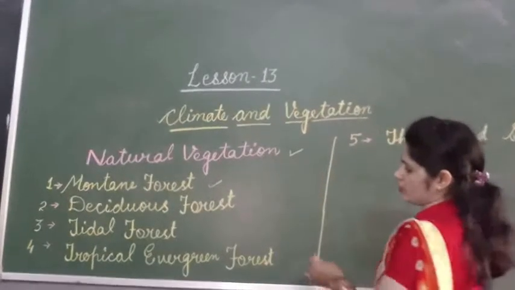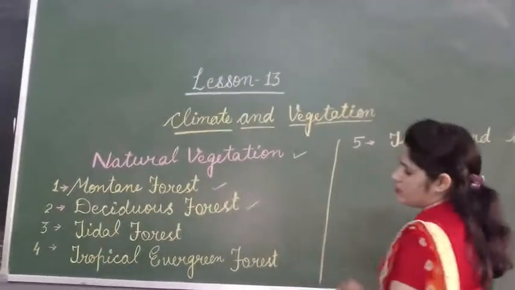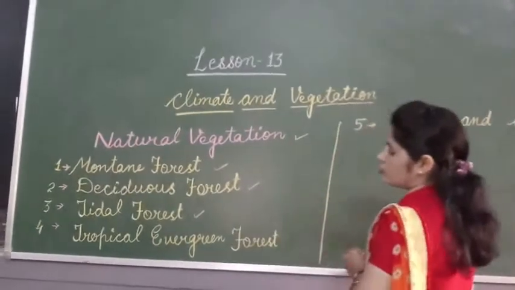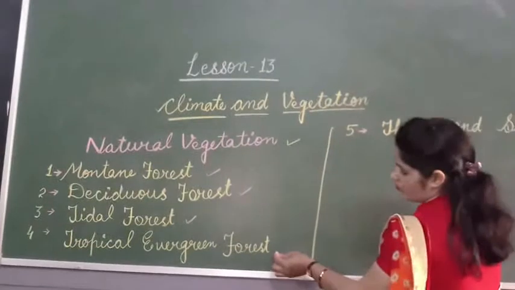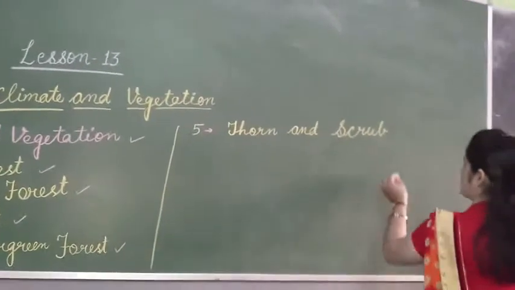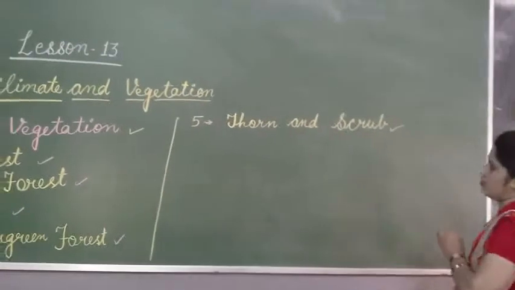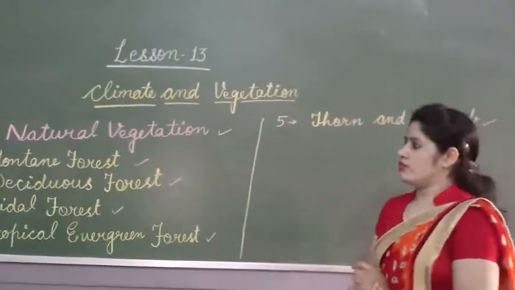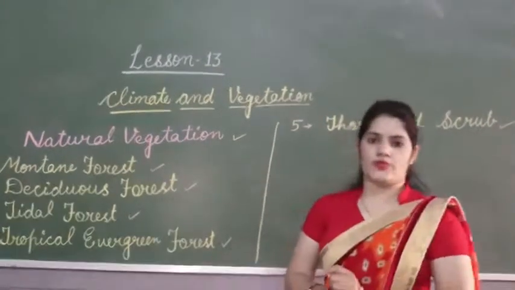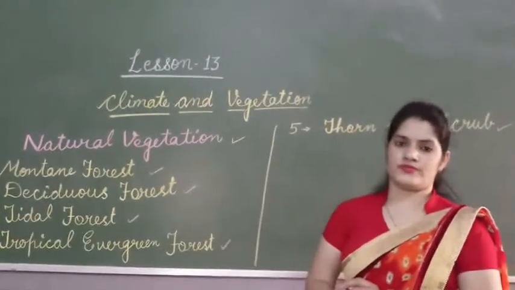Second, deciduous forest. Third one, tidal forest. Fourth one, tropical evergreen forest. And fifth one, thorn and scrub. Now we will see in the map of India where these types of forests are found.